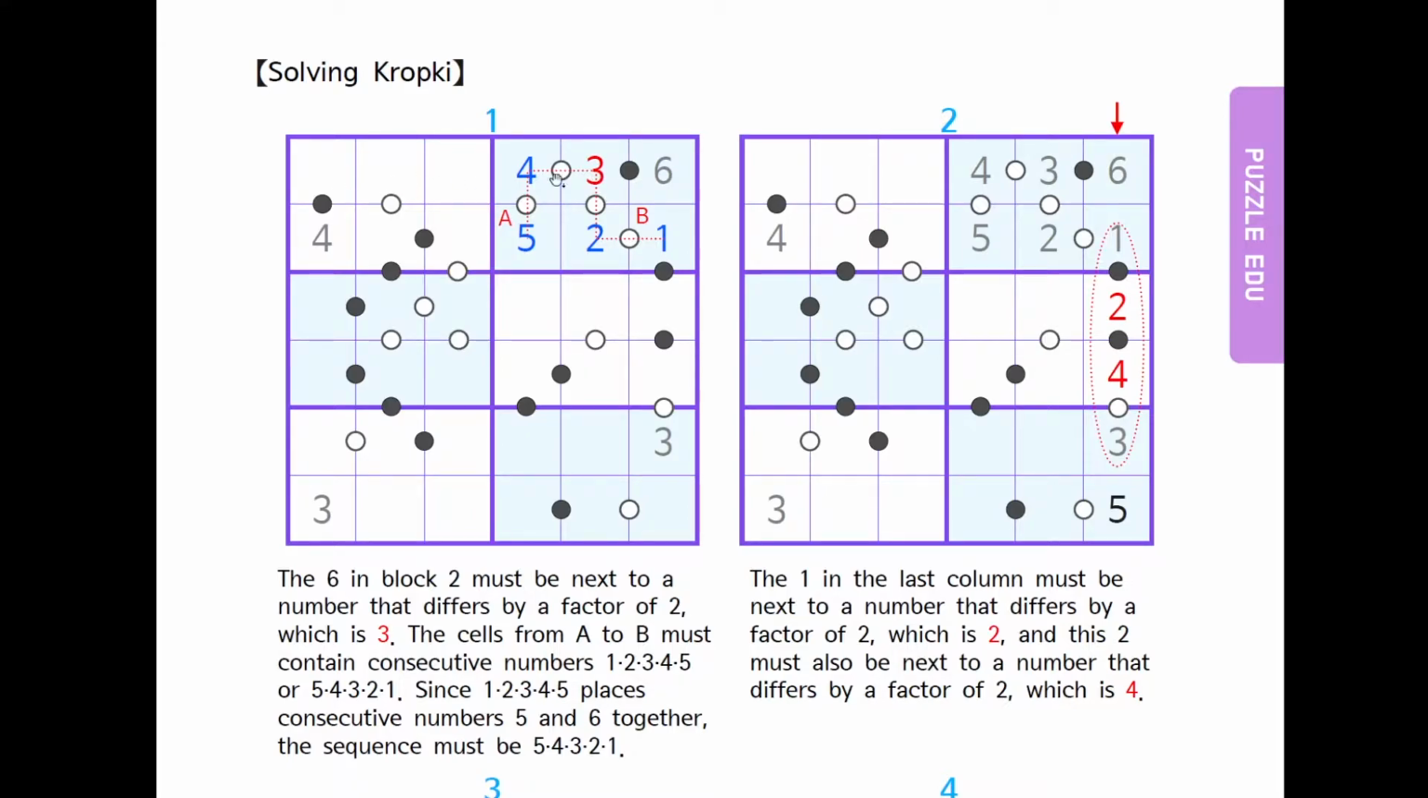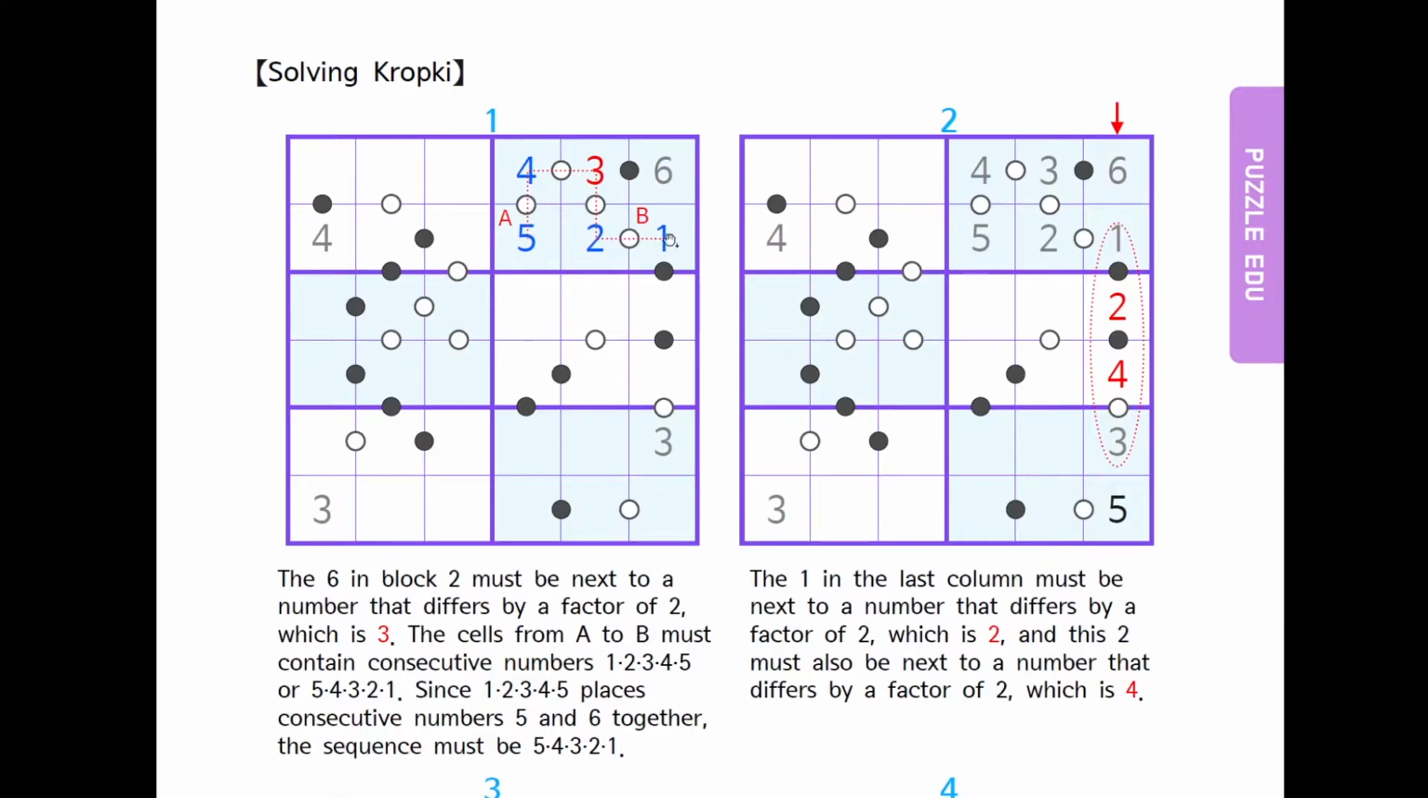But the thing is, we have a 6 by 6 puzzle, right? So the largest number that is available to us is 6, which means the cell adjacent to this black circle must contain a number that is 2 times smaller than 6. And that number is 3, and you can see that in red. Now the cells that are linked by a dotted line from A to B all have white circles between them. So we know that they must consecutively differ by 1.